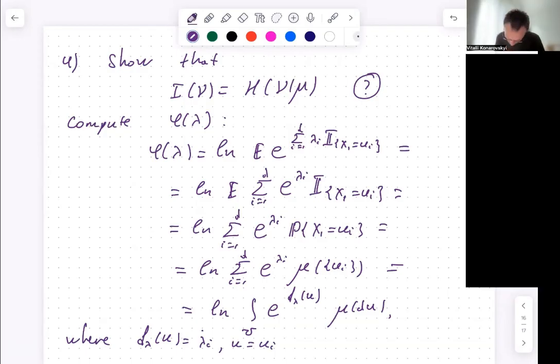You define this function as follows: on every u_i, it is lambda_i. Therefore, the integral, you remember that integral, is the summation over all atoms. When you sum over all atoms, you multiply by the measure of every atom, and then you have e to the power of the function, but the function on every u_i is equal to lambda_i. So you can write that as a logarithm of an integral, and actually it is one of the integrals that you saw in the properties of relative entropy.